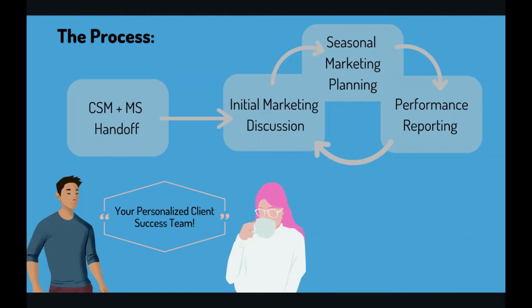Once we have that handoff, we'll begin our initial marketing discussion. And then after that initial marketing goes out, you will qualify for seasonal marketing. Your marketing strategist will put together a 6-month plan, highlighting each of these. And then you can expect to hear back from your marketing strategist with your campaign analytics, to let you know how the campaign went, how it performed, and areas that we can improve on or use for another campaign later on.